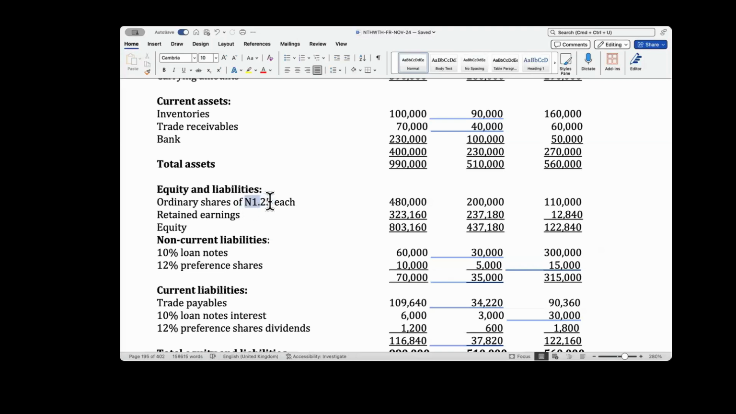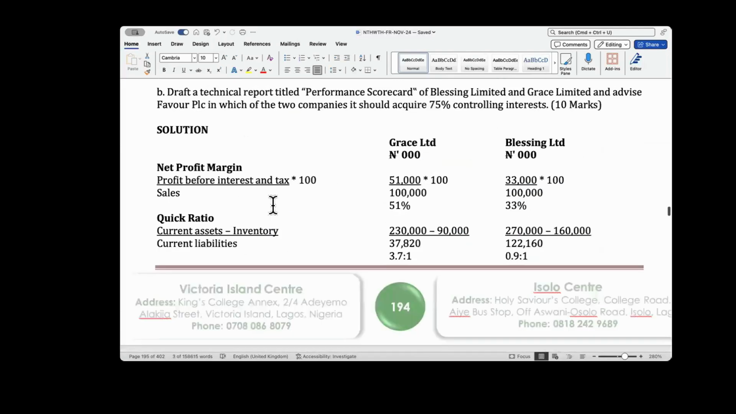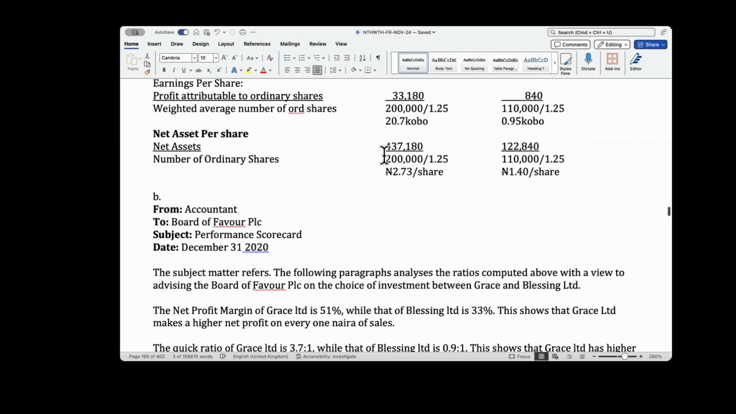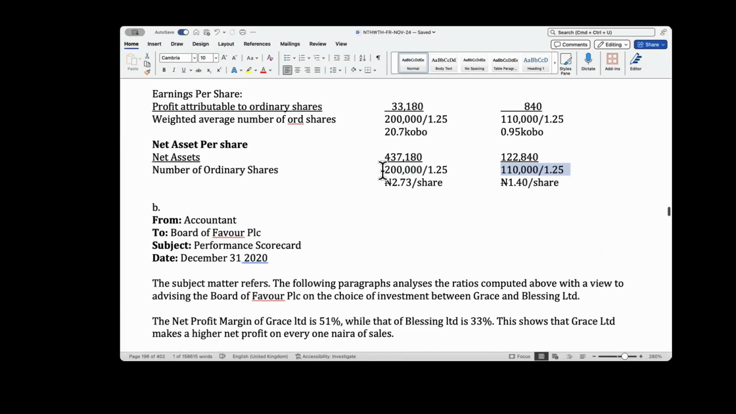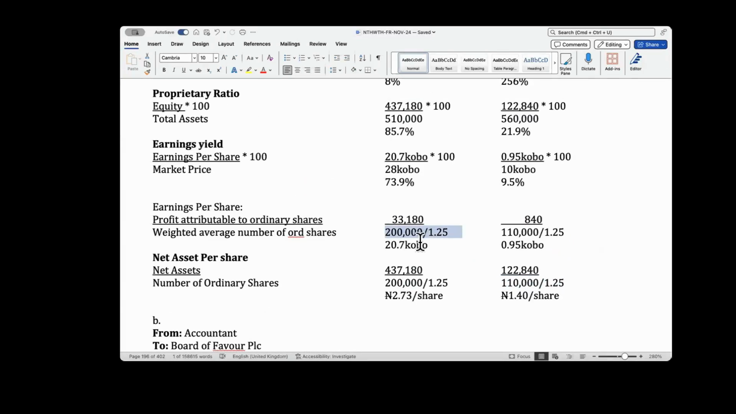In most questions, you will see the nominal value as 1 naira. So always look at this nominal value. Be sure that if it is not 1 naira and you need to do the number of ordinary shares, it will be this divided by the nominal. So which is why I did this here. Then I was able to get my EPS. I did it in kobo. EPS must be expressed in kobo. So 20.7 kobo, 0.95 kobo.